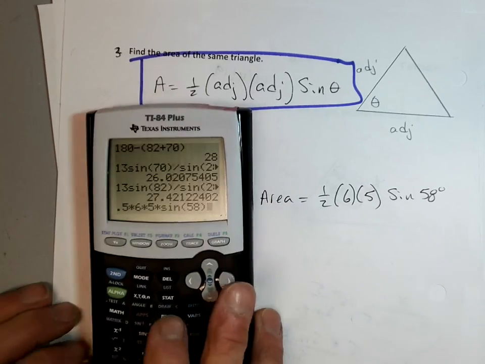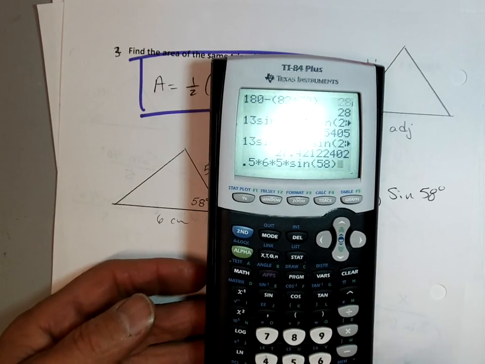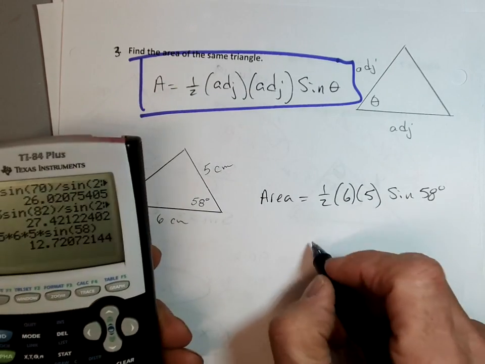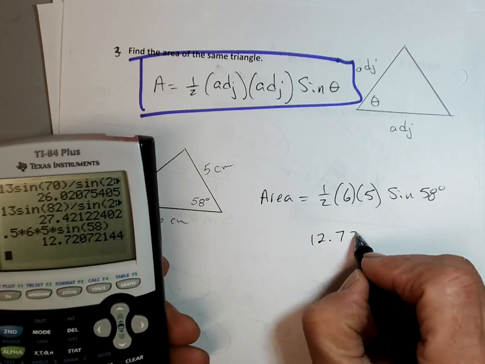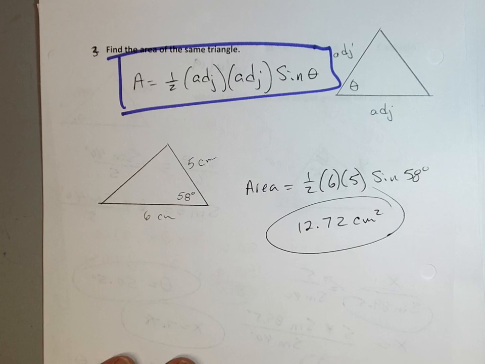So I put in my calculator. I've got it. 1/2 times 6 times 5 times sine of 58. And I get about 12.72 centimeters squared. Okay, pretty easy day. You guys agree?